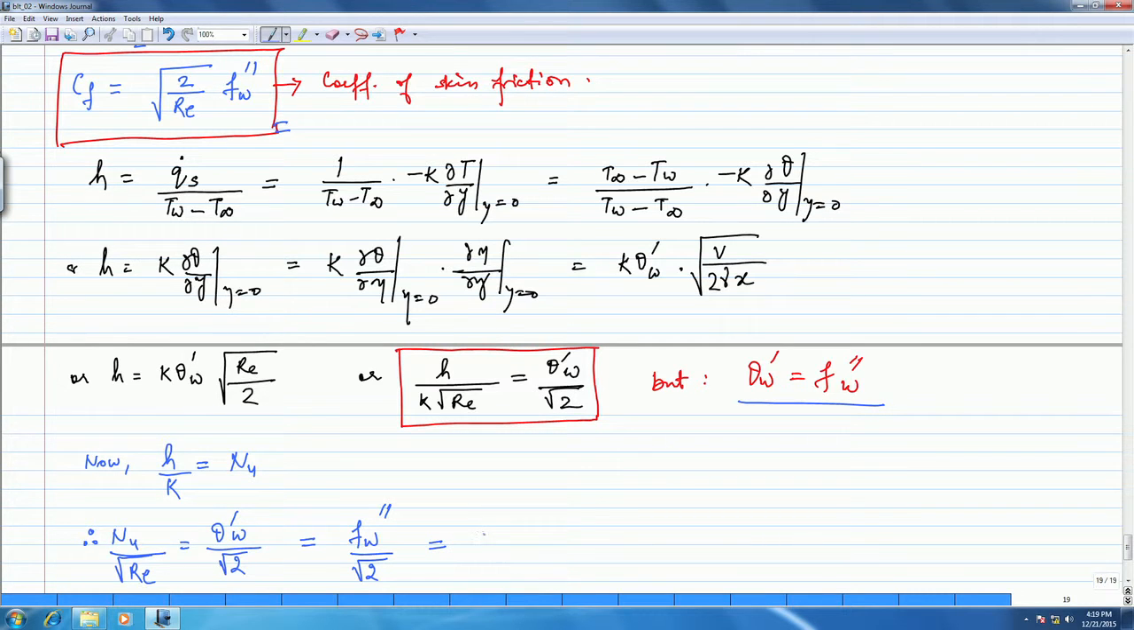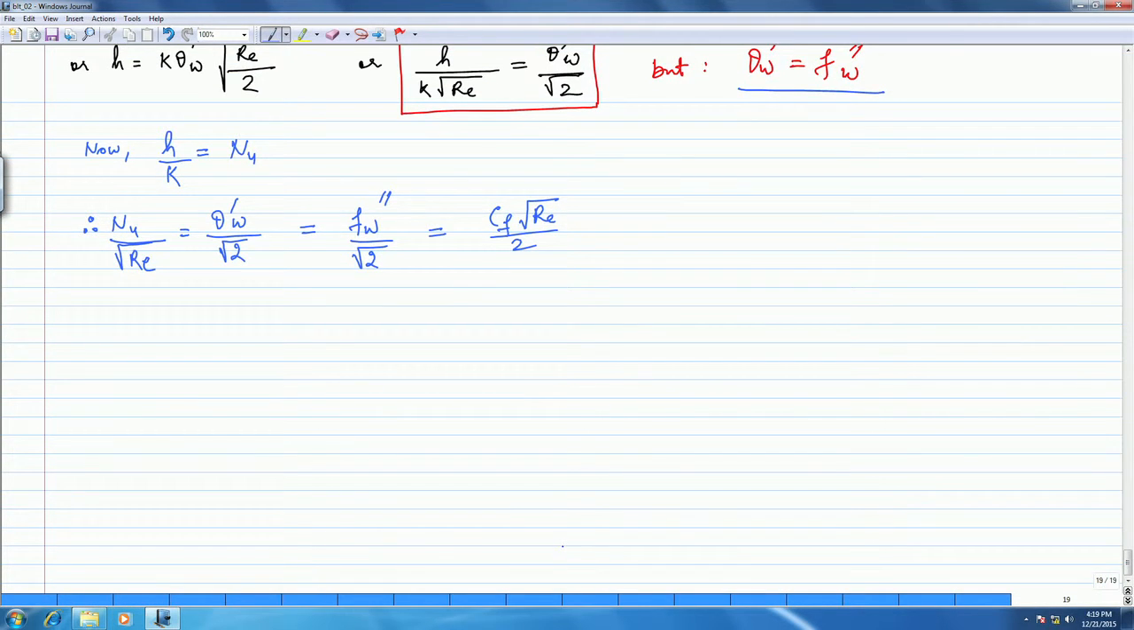Okay, so then, wait a sec. So yeah, F double dash by root 2. So what we get is Cf under root of Re by 2, or Nusselt number by Re is equal to half this thing. Now, this is quite a revelation to us, isn't it?